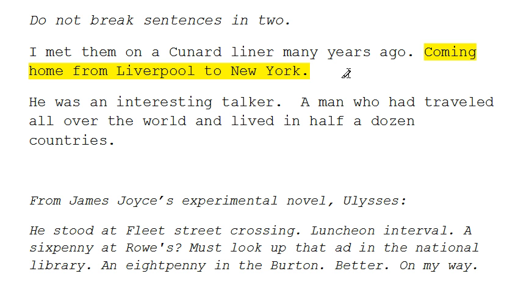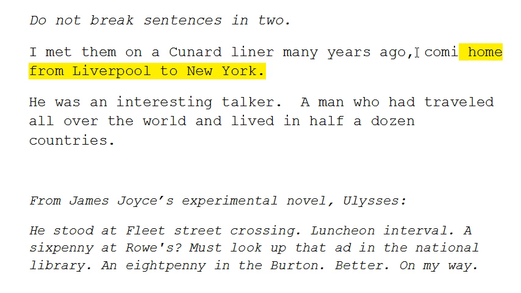In order to correct the mistake of creating a sentence fragment, we would join the sentence back together by turning that period into a comma and using the lowercase c. I met them on a Cunard liner many years ago, coming home from Liverpool to New York. Now we have one complete thought, one complete sentence. The sentence has not been fragmented by the period.